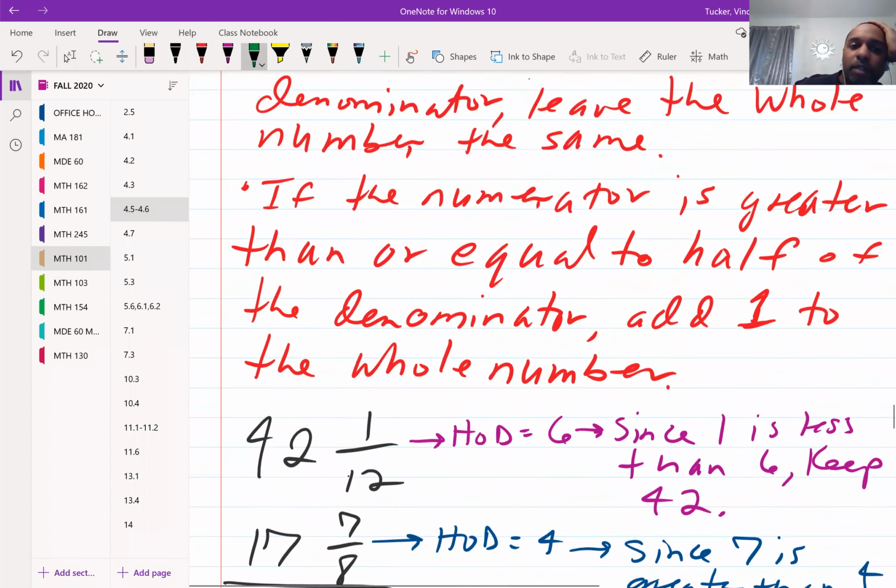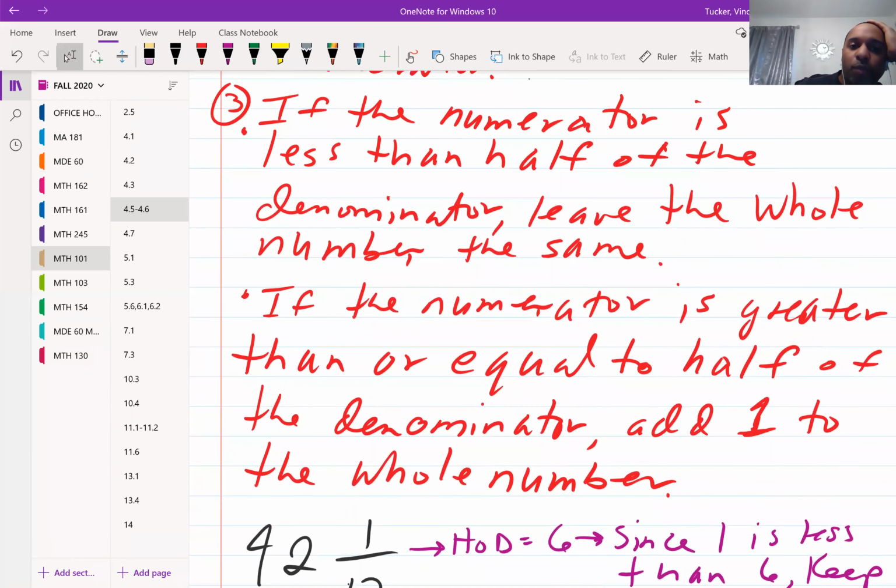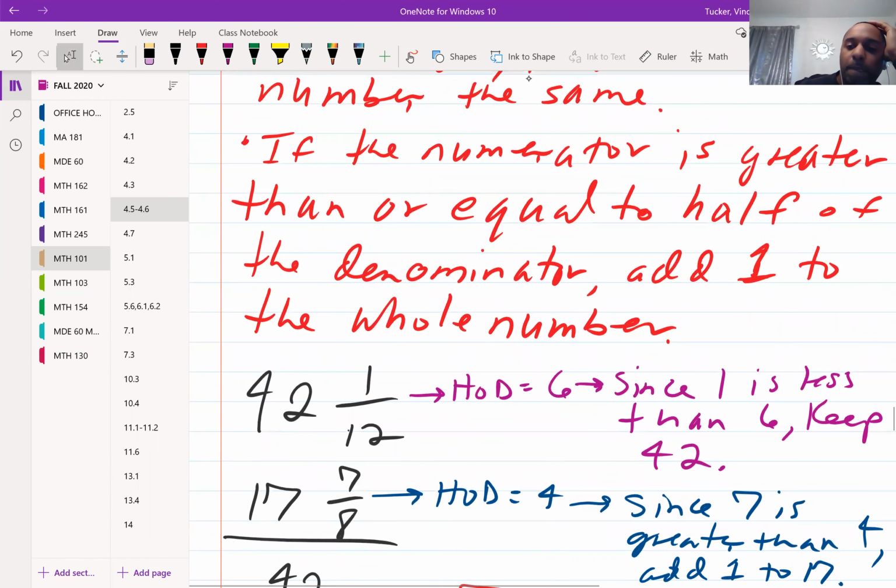So remember that third statement. If the numerator is less than half of the denominator, you leave the whole number the same. And so that's what we do for that 42 and 1 over 12. So that's what we say right here. Since 1 is less than 6, that was half of your denominator, you keep 42 the same.